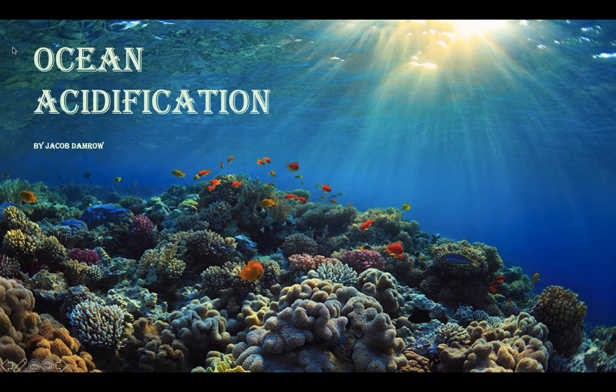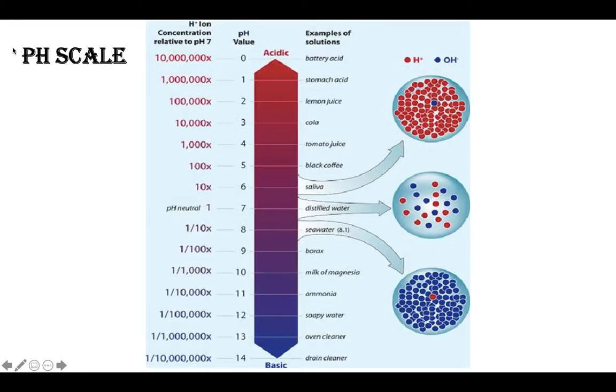The term ocean acidification refers to a trend seen in ocean water in which it becomes more acidic over time. This simple definition is based off of observed pH values. By this, I am referring to the pH scale, which can be seen here.